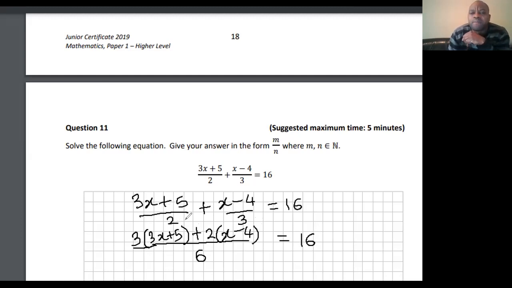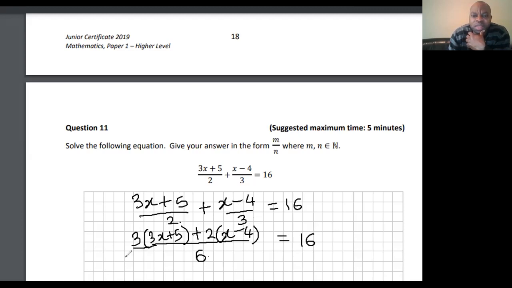Let me do it again. 2 divided into 6 is 3 times. The 3 will multiply what is on top of 2, followed by plus. You just write what you see. Then 3 divided into 6 is 2. The 2 will multiply what is on top of 3, which is x minus 4. Always put them in a bracket to avoid mistakes. Now we open the bracket.